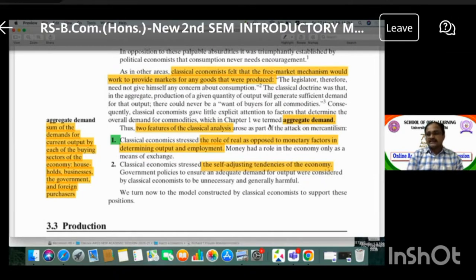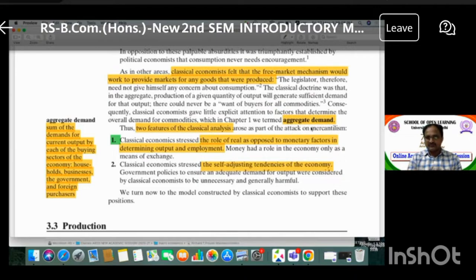So the classical economists stressed aggregate demand. What is aggregate demand? The demand for goods and services in the economy. That is the output, you can say, right? The classical economists described the entire output or the entire aggregate demand as the sum of the demand for goods and services in the economy, right? Already we may have learned what the production function is. The production function is the functional relationship between output and input factors. Output is the production. Input factors are the factors that influence the production of goods and services. So the entire classical theory is about how output or production takes place.